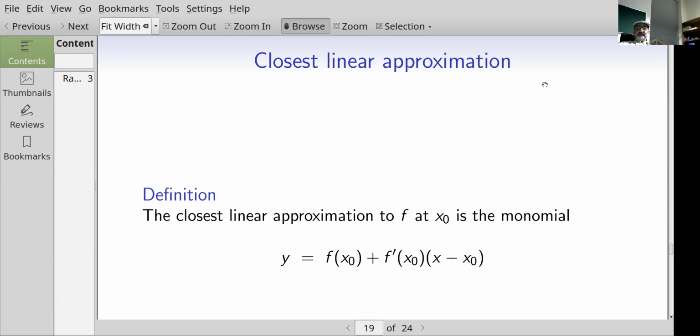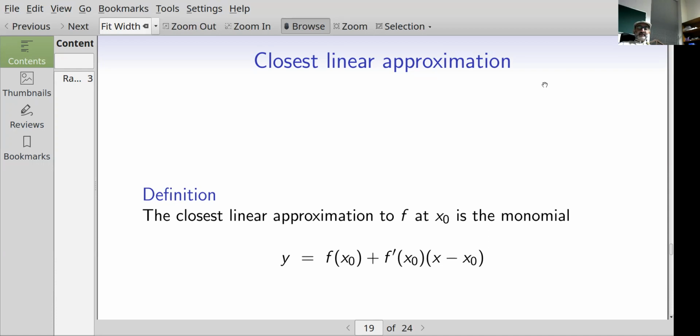So supposing I have a function f, and then I define a monomial y. So y is equal to f of x naught plus f prime at x naught, times x minus x naught. Now notice that if you put in x is equal to x naught, so y of x naught would equal f of x naught. So y agrees with the function f at x naught. Also, if I calculate the derivative, the rate of change of this monomial, it will be f prime of x naught.